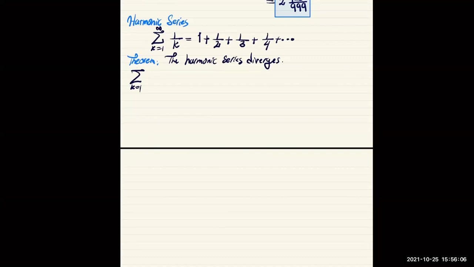Yeah, we'll look at the partial sum. So instead of me adding from 1 to infinity, we'll look at the partial sum, and then we'll see what happens to that partial sum as n gets big. So we'll do the partial sum, k from 1 to n of 1/k.